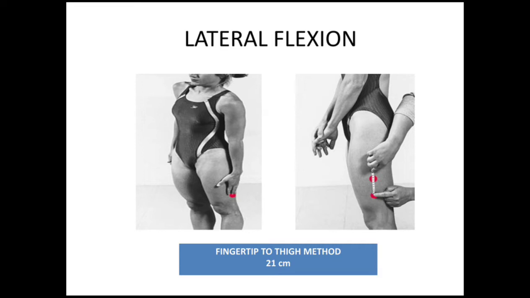In this, the patient is in the standing position, and as seen in the first figure, the first mark is placed over the tip of the middle finger, and then the patient is asked to bend to this side, and a second mark is placed at the end of the movement. The distance between the two marks is considered to be the range of lateral flexion. The normal range is around 21 centimeters, but if it is less than 10 centimeters, then we can say there is a restriction of lateral flexion.